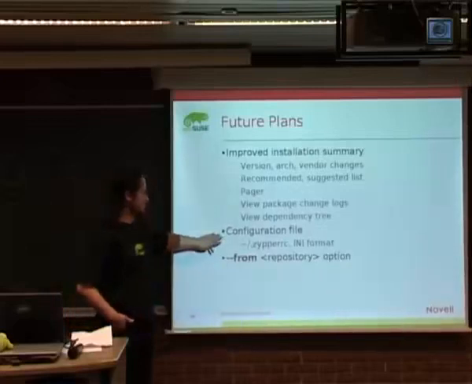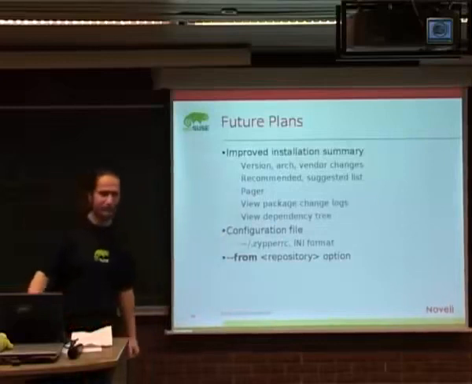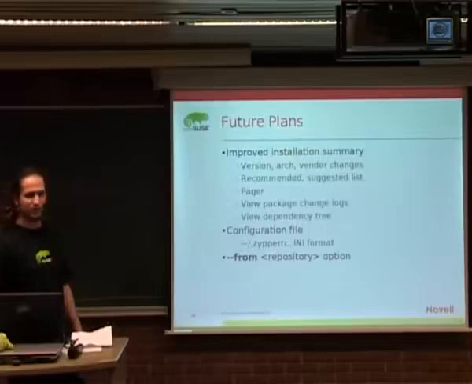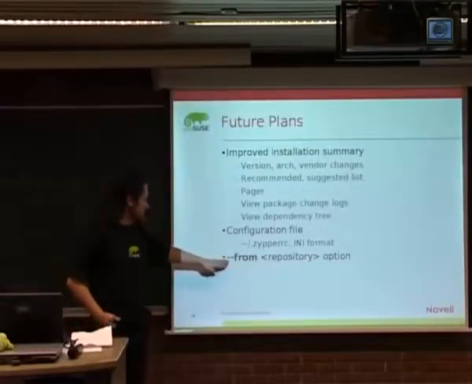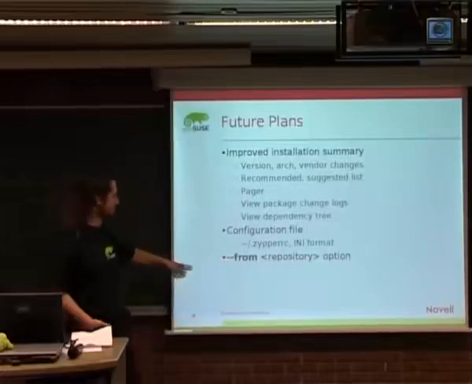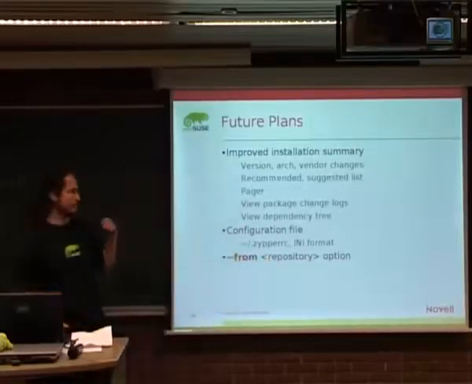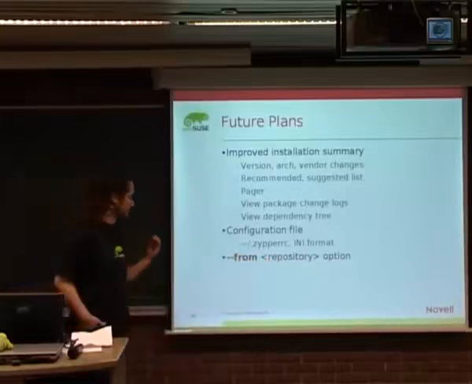Then we will introduce a configuration file for Zypper. There are many things specific for Zypper that would be good if they were configurable. Then there is a new option that will be available everywhere where currently the repo option is used, and it will basically select packages from the repository you specified, but it won't disable the others. So it can satisfy dependencies from the others.